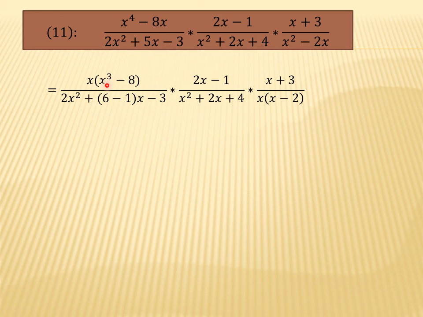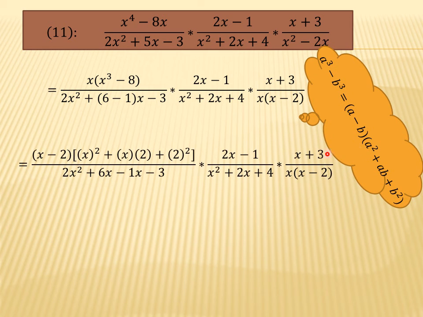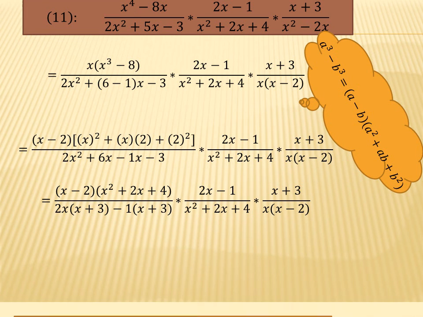Operating this side, and x cube minus 8, as done in the previous question, we have to apply the formula of a cube minus b cube. We will write (x minus 2) into (x square plus 2x plus 2 square) over 2x square plus 6x minus 1x minus 3. The other sides will remain the same. Multiplying all the brackets, we will get this. Here x minus 2 and x minus 2.